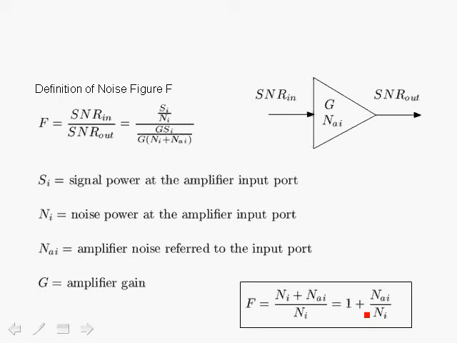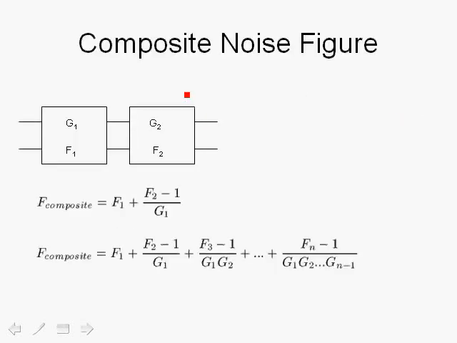And as you can see, it's always greater than 1. Therefore, there is always a degradation in going through an amplifier between the input signal to noise ratio and the output signal to noise ratio. The composite noise figure is obtained when you have 2 stages, a first stage followed by a second stage. Each stage will have a gain G1 and G2, and each stage will have an associated noise figure, F1 and F2. Now, although we indicate gain, if G, the gain, is less than 1, then we are dealing with a lossy component.